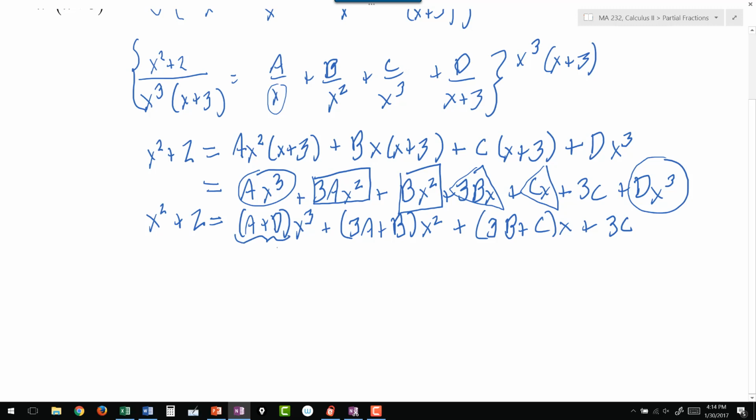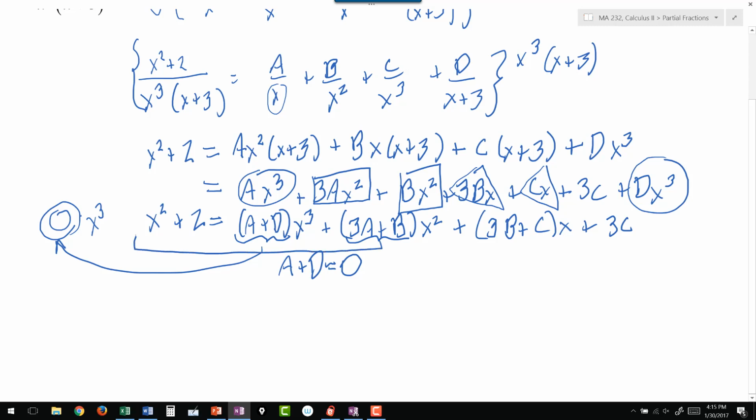I have a plus d times x cubed on the right, but I don't have an x cubed on the left. That means the coefficient for x cubed on the right has to be equal to 0, because there are no x cubes on that side of the equation. So I have a plus d must be 0. The coefficient on my x squared is 3a plus b, and that has to equal the understood 1, that's the coefficient of x squared on the left. So I have 3a plus b equals 1.